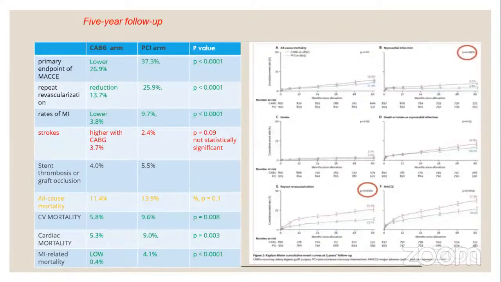Here are the results of comparing the two groups after a 5-year follow-up. Again, the rate of overall MACE was lower in the CABG group. The rate of repeat revascularization was low in the CABG group. The rate of MI, similar to the 3-year follow-up, was low in the CABG group. The stroke, also similar to the 3-year follow-up results, was higher in the CABG group, but without being as statistically significant. Also, the all-cause mortality showed no significant difference between the two groups.